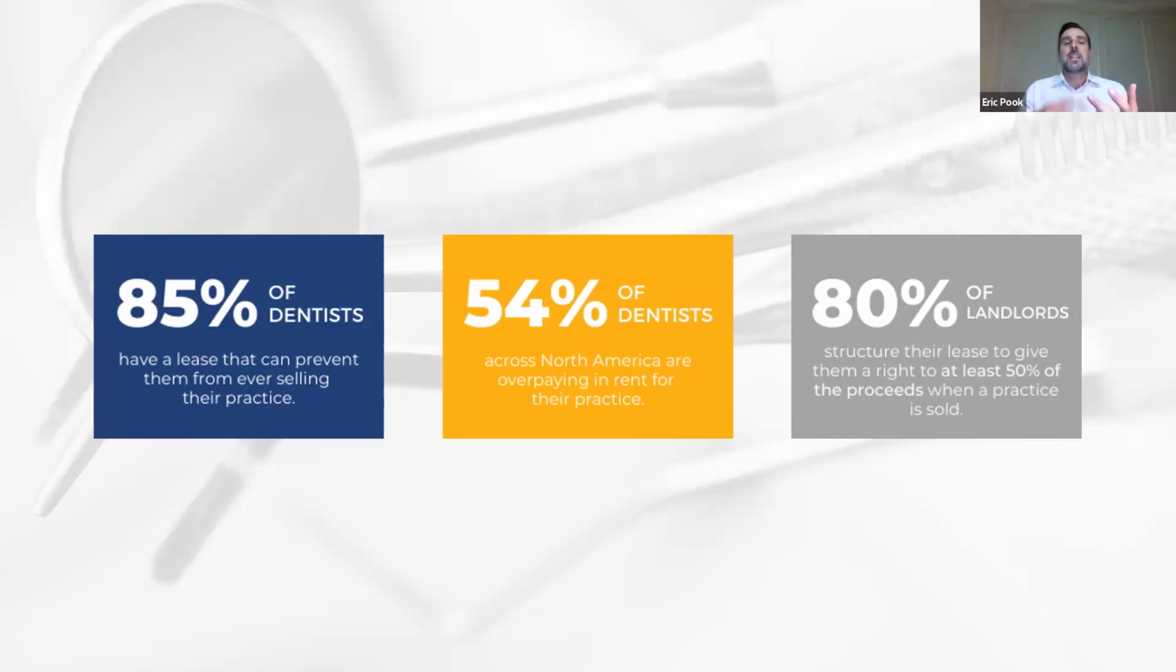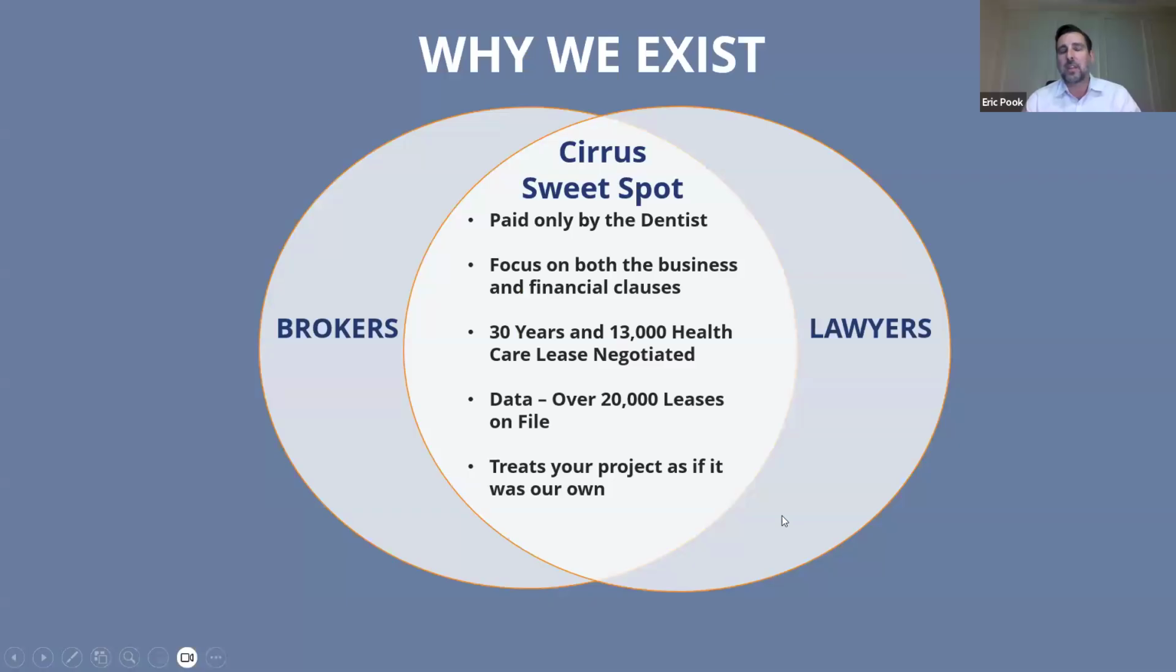So why? The other piece is data. One of the key things that we now rely on is that Cirrus has been around for over 32 years. We still remain the preeminent and really only healthcare specialized tenant advisory and lease negotiation firm of our kind in North America. This is all we do. We have over 20,000 dental office leases on file. We've mapped them out. We use that data to help make sure that when we look at dental office leases in Dallas, where we all were a couple weeks ago, we're not overpaying in rent.